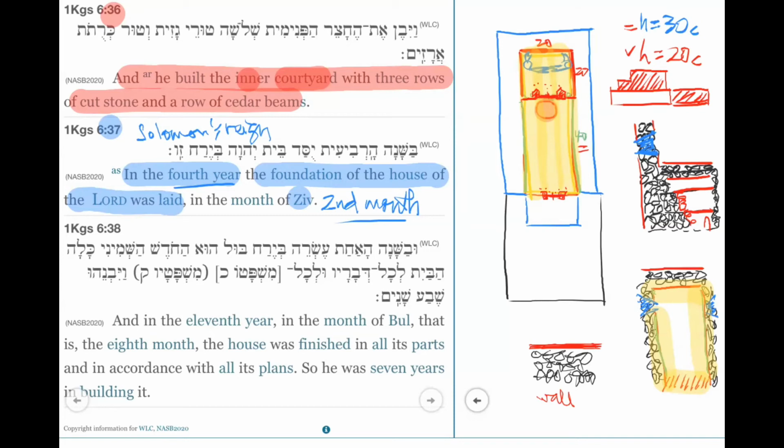Verse 38, and in the 11th year, in the month of Bul, which is the name then, that is the 8th month, the house was finished with all its parts and in accordance with its plans. And all its parts would be davar. Let me just change the color. It would be davar. And with all its plans was mishpat.